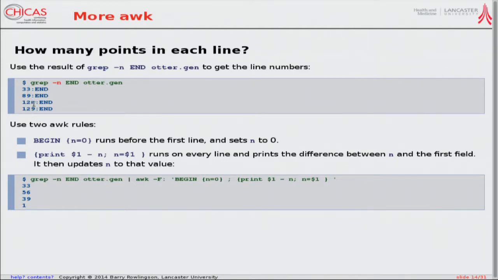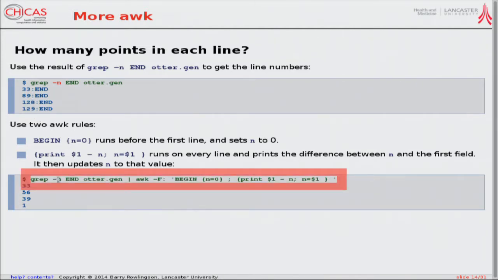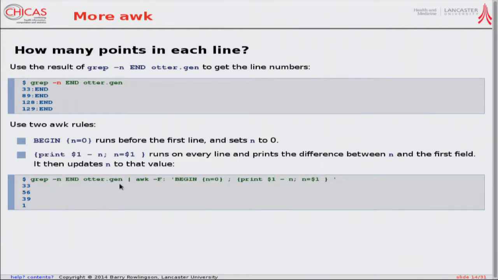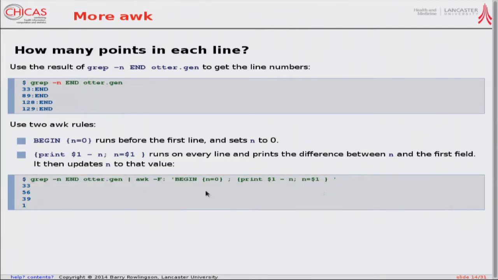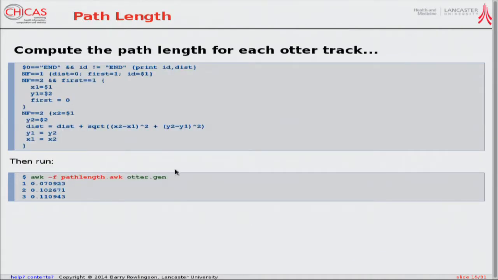This is going to be the input. And so that's grep for end, otter.gen, pipe it into awk, and then we're just going to take the previous first value from the last first value and print that out. And you get something approximating to the difference between initially with zero from those things. So there's a bit of maths you can do in it. And you can get really complicated. For example, this is a complete script which you feed into awk via a minus f.